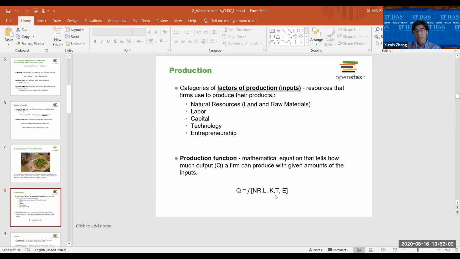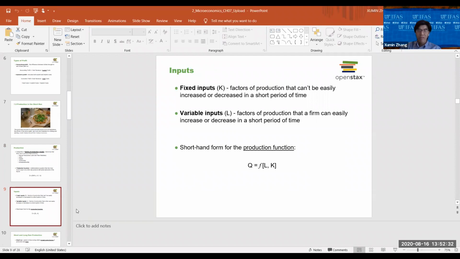So the labor and capital. This capital, simply speaking, is the equipment, or let's say the restaurant itself is the facility. The L and K. So usually we simplify the production function into Q equals a function of L and K. In the short run, we have the fixed input, which is the restaurant itself. It has, I forgot, 5 or 6 tables. Let's say 5 tables, 4 chefs.